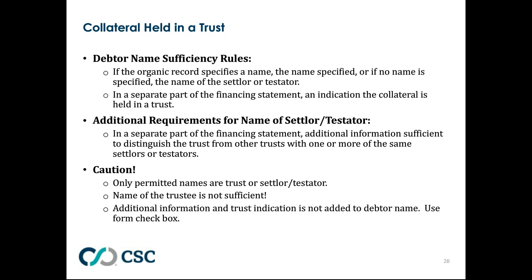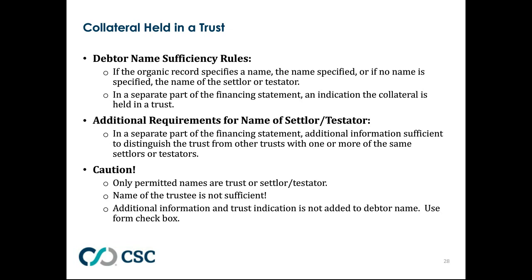So the important thing to remember here is, first of all, the only names that could be correct are either the name of the trust, or if the trust doesn't have a name specified, the name of the settlor or testator. Those are the only names that are sufficient. The name of the trustee is not sufficient as the name of the debtor, unless the trustee is also the settlor of an unnamed trust.